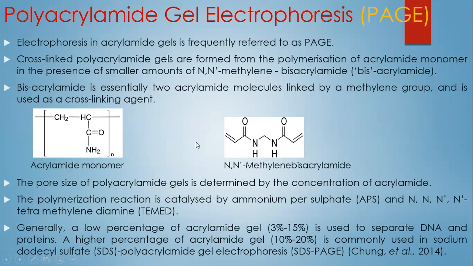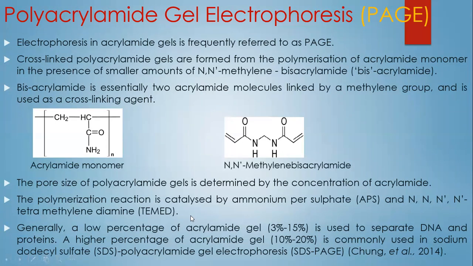Bisacrylamide is essentially two acrylamide molecules linked by a methylene group and is used as a cross-linking agent, as you can see here in this structural diagram. The pore size of polyacrylamide gel is determined by the concentration of acrylamide. The polymerization reaction is catalyzed by ammonium persulfate and N,N,N',N'-tetramethylethylenediamine, which is known as TEMED.